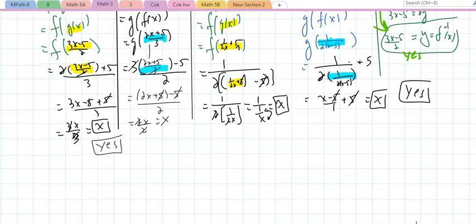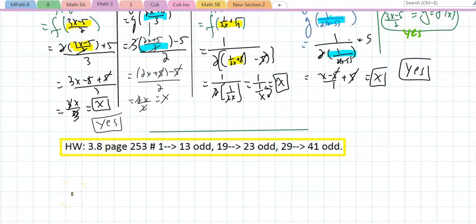And there's the homework for this section.